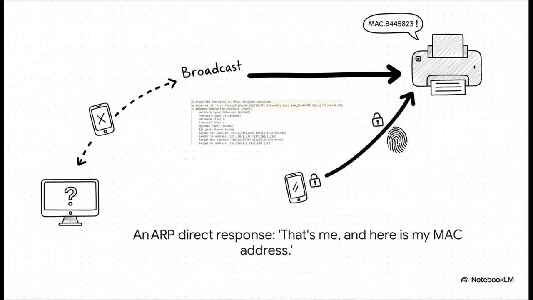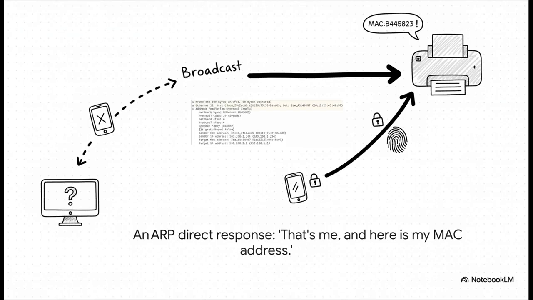Now, every single device on the LAN hears this request, but only one of them recognizes the IP address and says, "Oh hey, that's me." And here's the cool part. This device, our printer, it doesn't shout back to the whole room. It sends a direct private message right back to the computer that asked, saying, "Yep, that's me. Here's my MAC address."